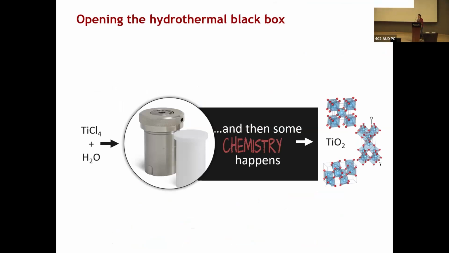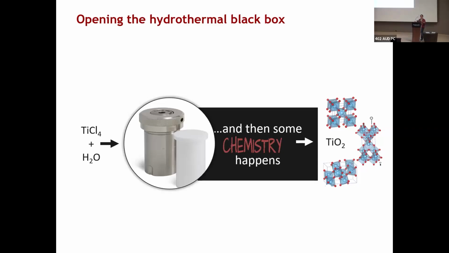The standard way that we go about synthesizing TiO2, well, there are lots of ways, and there are literally thousands of reports where people have done this reaction and report some kind of mixture of TiO2 products, is you take titanium tetrachloride or some other titanium precursor, you mix it with water, you put it in some kind of hydrothermal reactor, and you heat it overnight or for a couple of days. It's the usual recipe. And then you open up and you've got some mystery mix of TiO2.